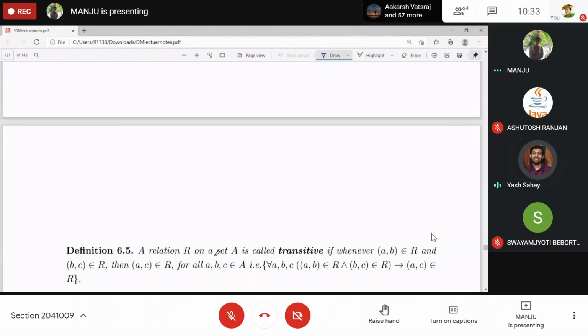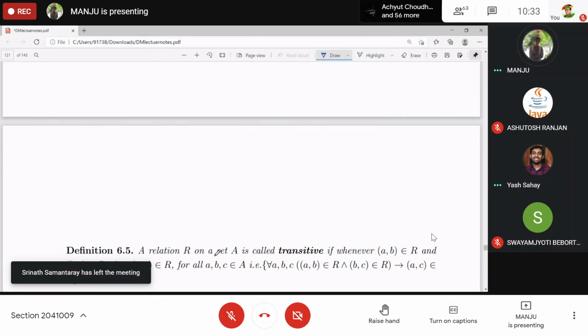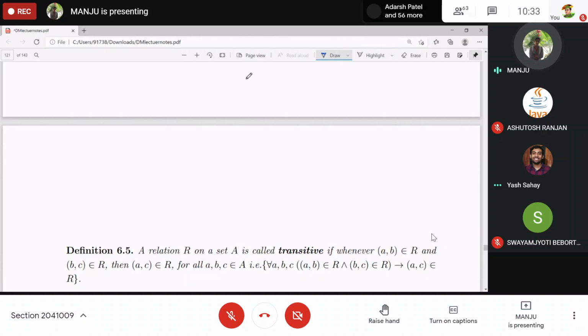Ma'am, I was asking whether symmetricity and antisymmetricity can exist simultaneously. Yes. When only A is equal to B is there, that is only in the case of reflexive pairs. If A is not different from B, then it can be. Only the reflexive pairs, that is AA, are present. In that case, symmetricity and antisymmetricity both exist together. Okay. Clear?